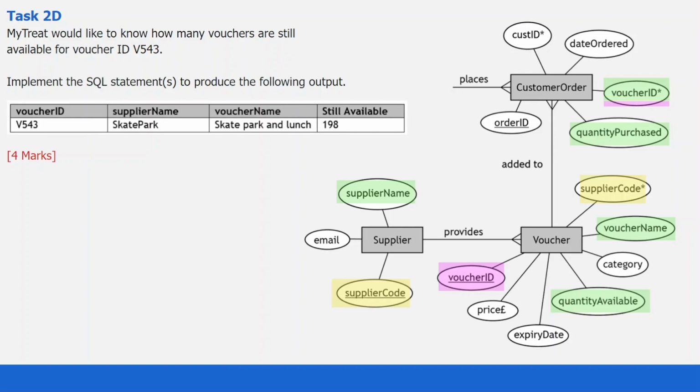In order to answer this question, we're actually going to need 2 queries. And the clue in the question that tells you we're going to need 2 queries is the fact that it says implement SQL statements. So our first query is going to use an aggregate function to calculate the total number of vouchers that have been purchased. And then our second query will use that number to work out how many are still available. Let's head over to a database to have a look at how this is done.